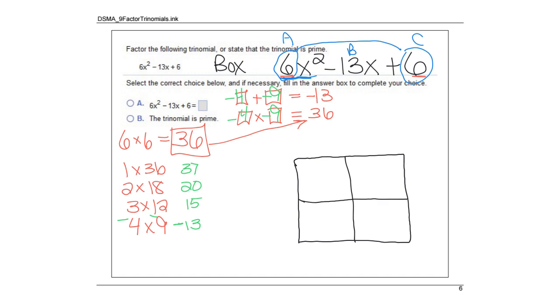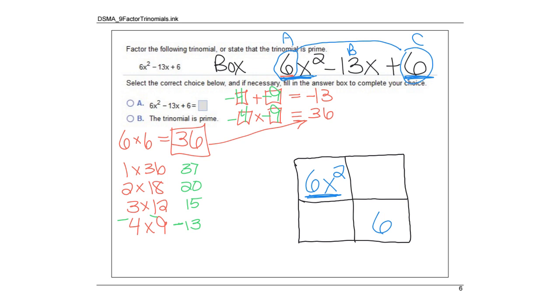Okay, here's how the box works. You can use the box for the ones that we did in DSMA 7 if you start to like the box. All right, so we have 6x squared. That's my first term, and the first term always goes in the upper left-hand corner. The last term always goes in the bottom right-hand corner.